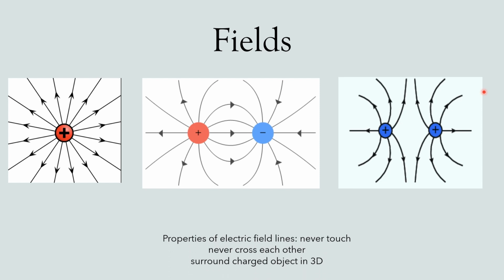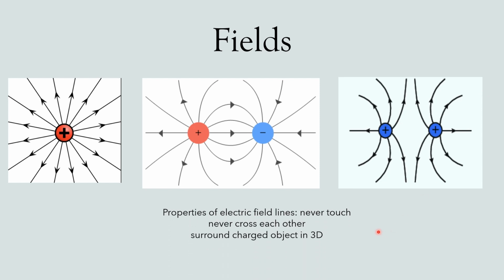Some of the properties of electric field lines are that they never touch, they never cross each other, and they surround charged objects in 3D.